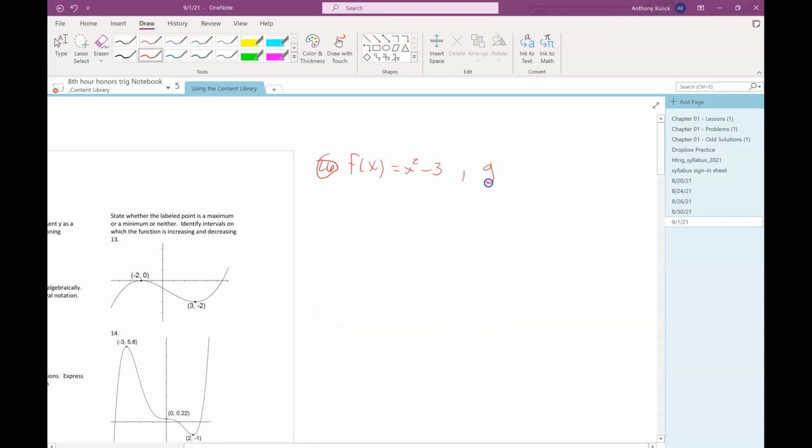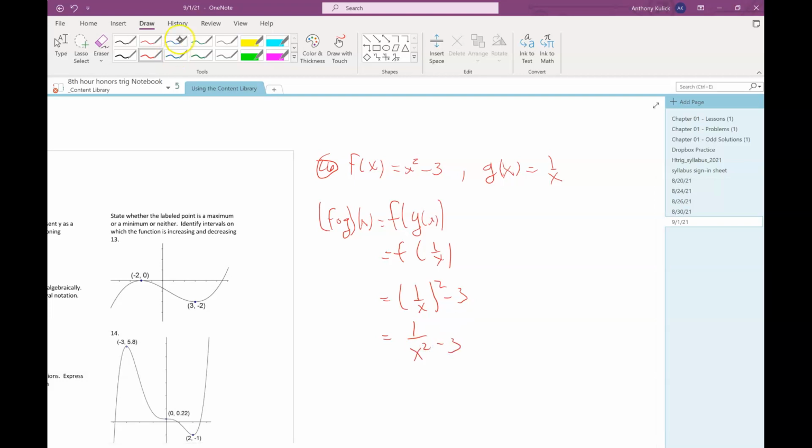And then g of x is 1 over x. So f compose g of x is f of g of x. In this problem, g of x is 1 over x. So what is f of 1 over x going to be? 1 over x squared minus 3, or just 1 over x squared minus 3.